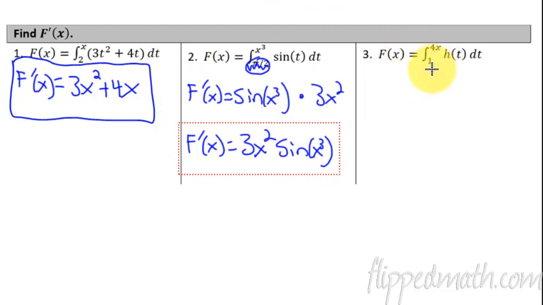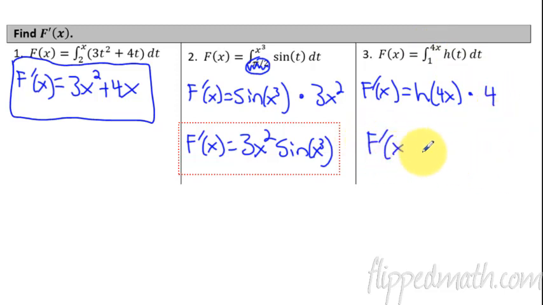Last one here. 1 to 4x. We're going to take the antiderivative. So f prime of x is going to equal, so plug in the 4x into wherever you see a t. So it's h of 4x, and then we're going to have to times it by the chain rule derivative of that upper bound, which is 4. So then this, again, it cleans up to be f prime of x is going to equal 4h of 4x.